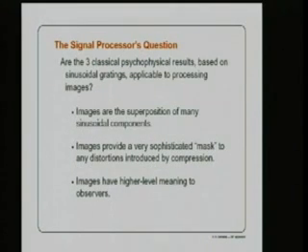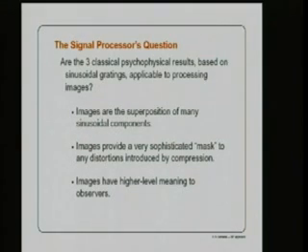So the signal processor's question is, can I take these 3 classical results and apply them to processing images? Now, one answer is yes. We've been trying to do that for many years, and you can argue that certainly JPEG and JPEG 2000 to some extent do a little bit of some of this. But what do we know? All of those results came from sinusoids. Fourier tells us that images are the superposition of many, many sinusoids, not just one and not just two. Secondly, images provide very sophisticated masks to what's actually going on, and they have higher level meaning to observers.